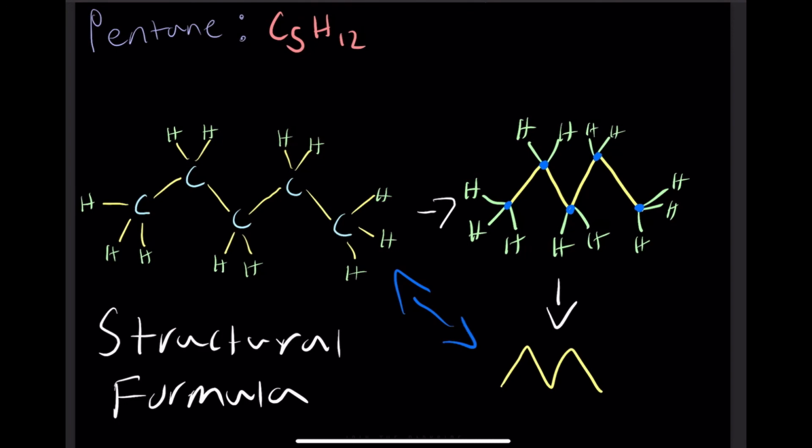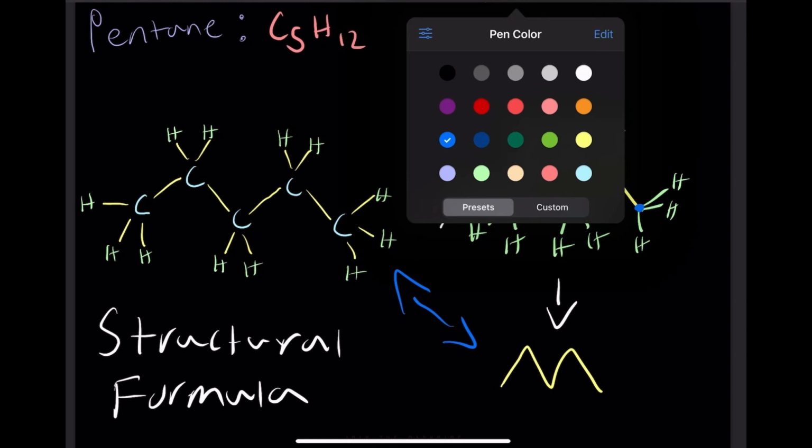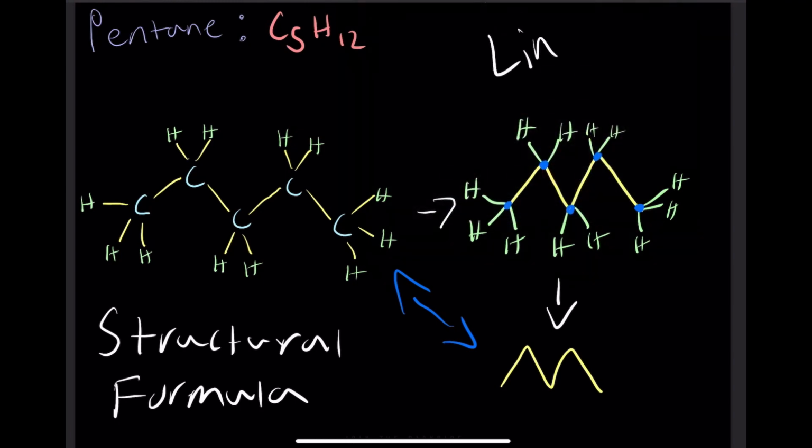The reason we do this is that chemical compounds get really big. When we have these giant chemical compounds, it's much less hectic to show them this way, and it makes everything a lot easier to read.